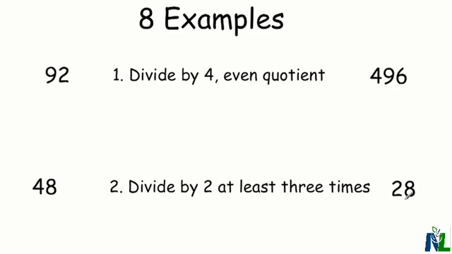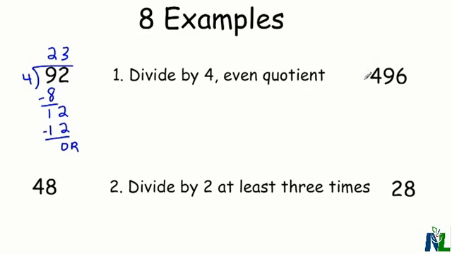Next, let's try some examples for divisibility by 8. Our first strategy is to divide by 4 and see if our quotient is even. Let's try this strategy with the number 92. When we divide 92 by 4, our quotient is 23. 23 is odd. This lets me know that 92 is not divisible by 8.